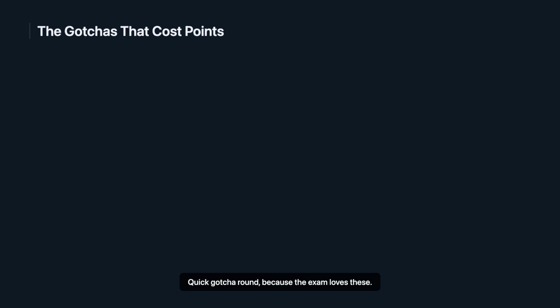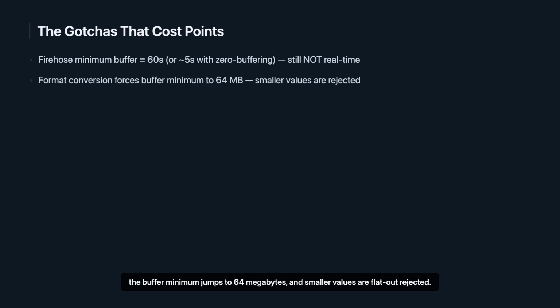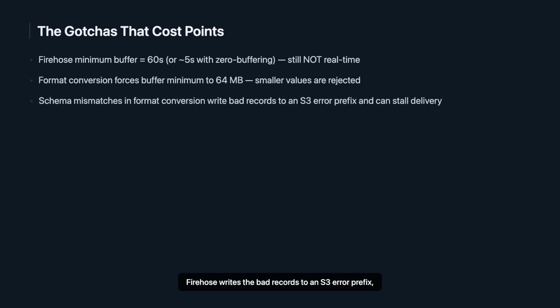Quick gotcha round, because the exam loves these. Firehose's minimum buffer is 60 seconds, and even with zero buffering, it's a few seconds at best, still not real time by exam definitions. When you enable format conversion, the buffer minimum jumps to 64 megabytes, and smaller values are flat out rejected. Schema mismatches in format conversion don't fail gracefully. Firehose writes the bad records to an S3 error prefix, which can stall delivery until you resolve the schema drift.